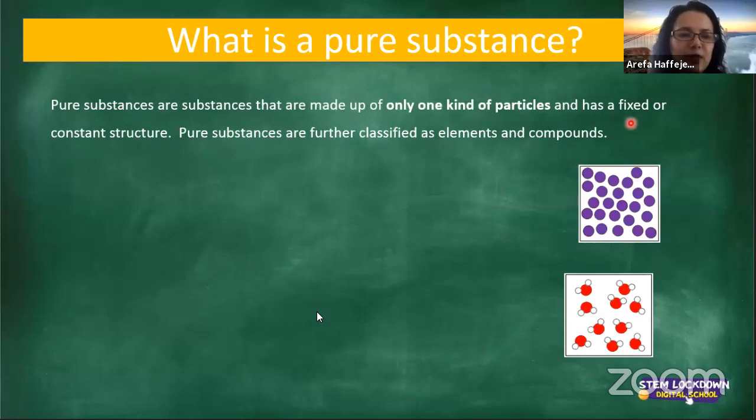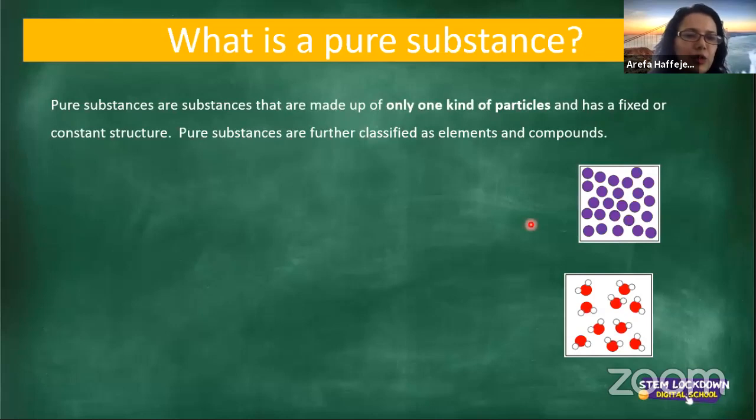It is fixed. Now, pure substances can also be classified into elements like you see in this diagram here, and compounds in the second diagram that has the red little marbles on them. Now, when I said it has a fixed constant structure, if you look at this diagram, what I'm pointing to, these particles in here are fixed. That means it does not move.